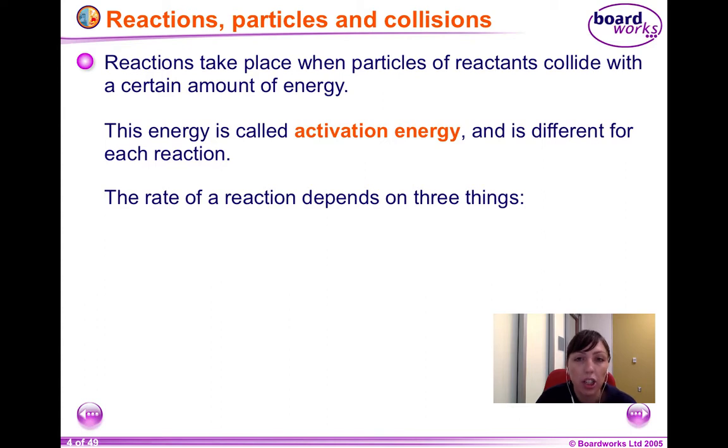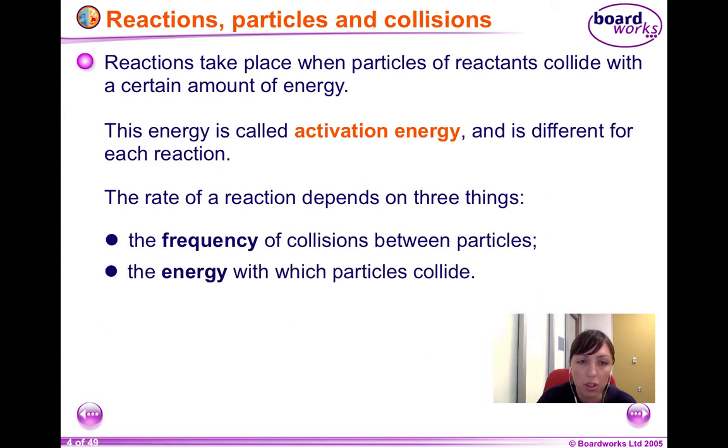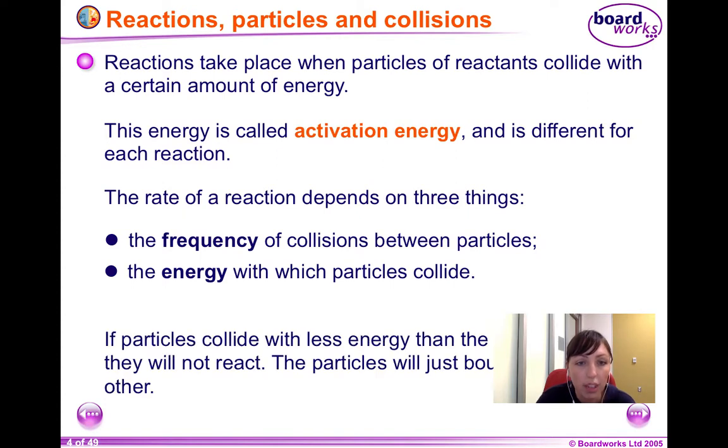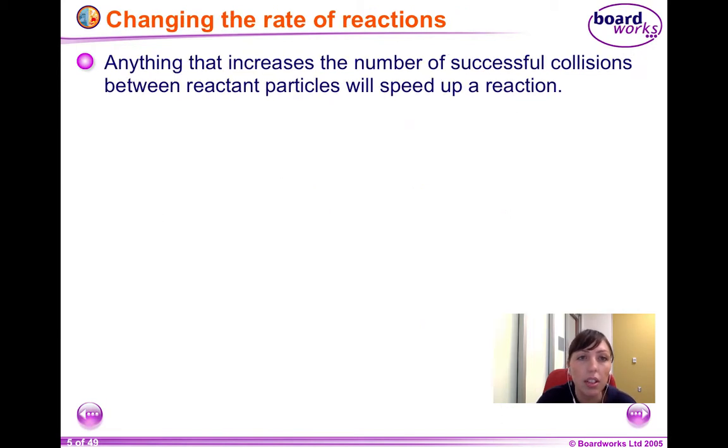So the rate of a reaction depends on three things: the frequency of collisions between particles, the energy with which particles collide, because if particles collide with less energy than the activation energy, which is the energy needed for the reaction to occur, then the reaction will not occur. The particles will just bounce off of each other. And the third is the geometry with which particles collide. Okay, so let's look at these.